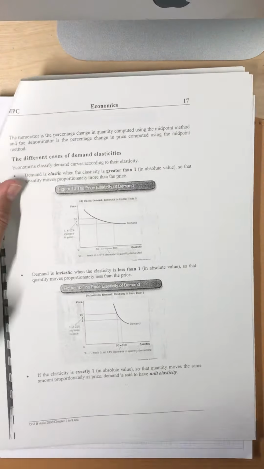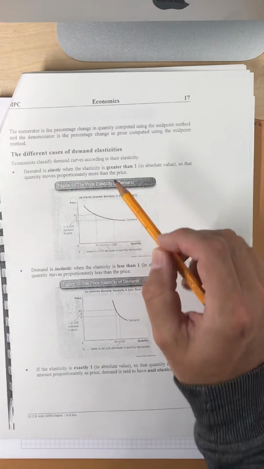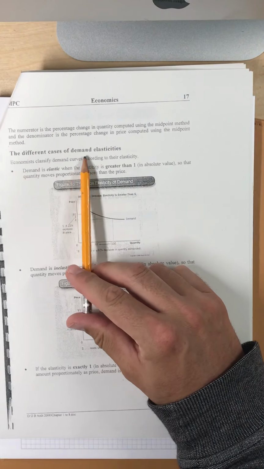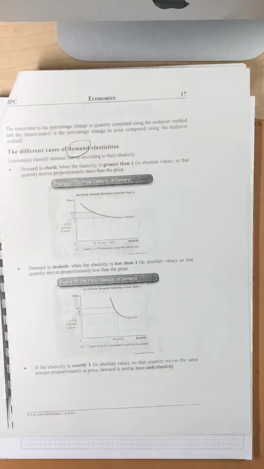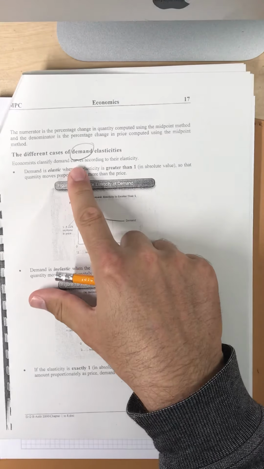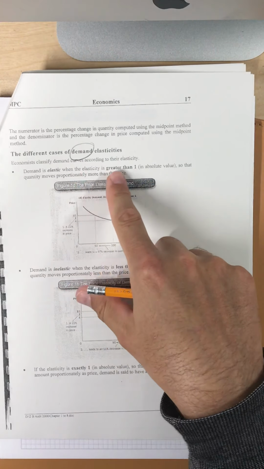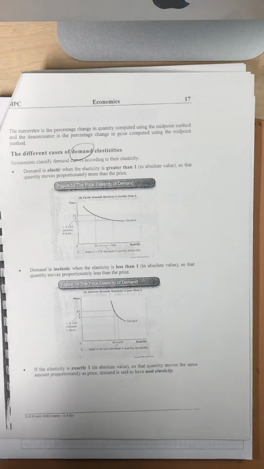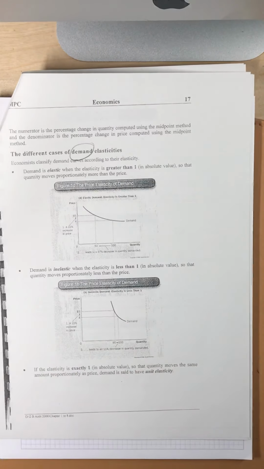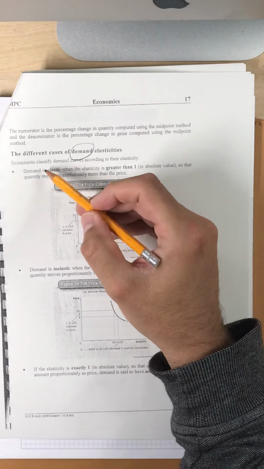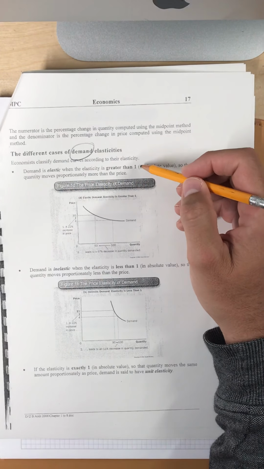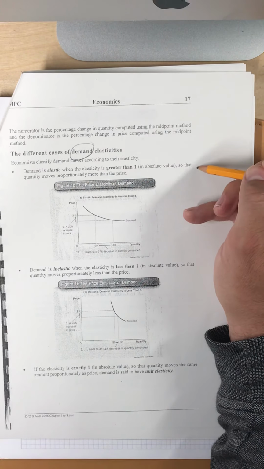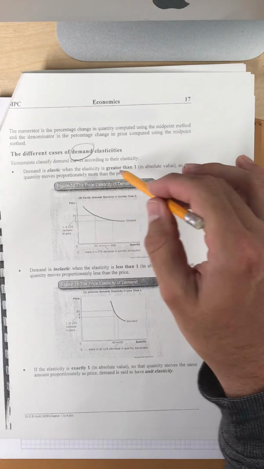So the first case is this one. So I read the different cases of demand elasticity. So we start with the demand. Economists classify demand curves according to the elasticity. So in other words, to the result of your formula. First case is when demand is said elastic, when the elasticity is greater than 1 in absolute value, so that quantity moves proportionally more than the price.